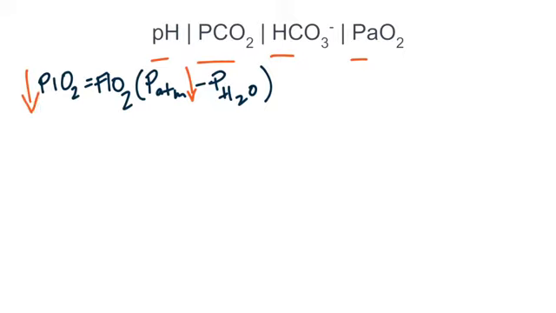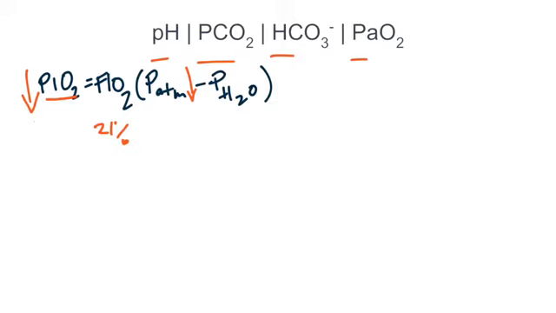So again, PiO2 is the partial pressure of inspired oxygen. FiO2 is the fraction of inspired oxygen. Normally only 21% of the air is composed of oxygen. PATM is the atmospheric pressure, and pH2O is the partial pressure of water.